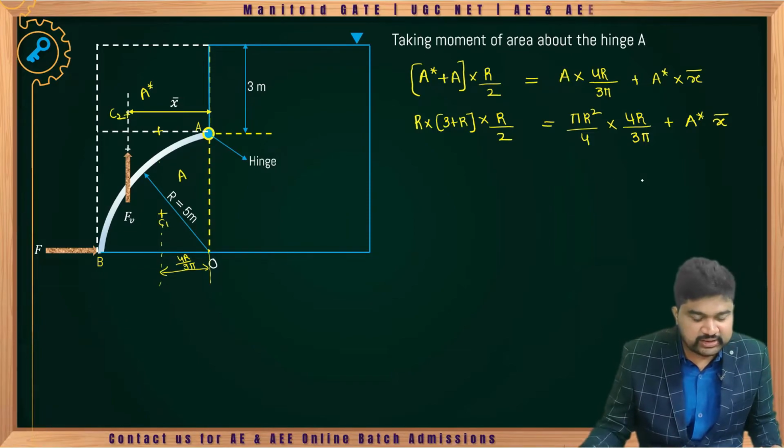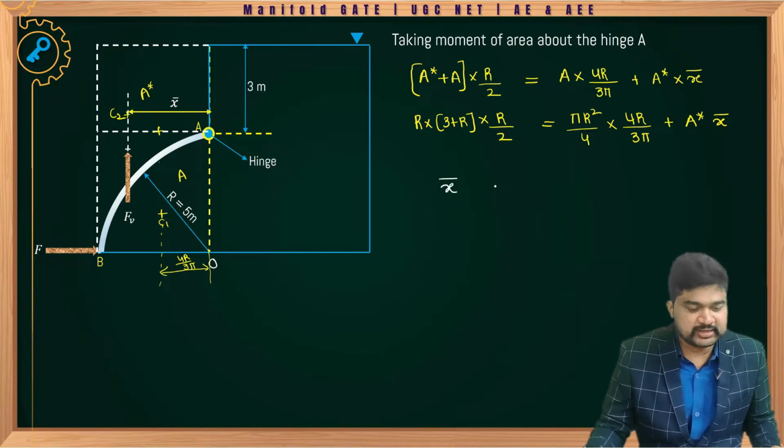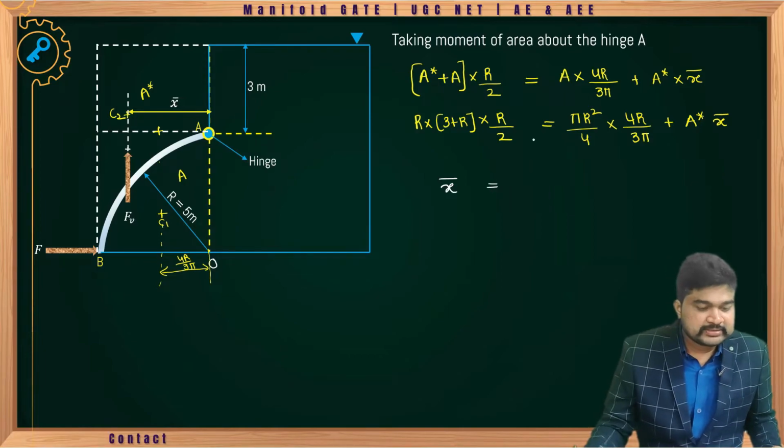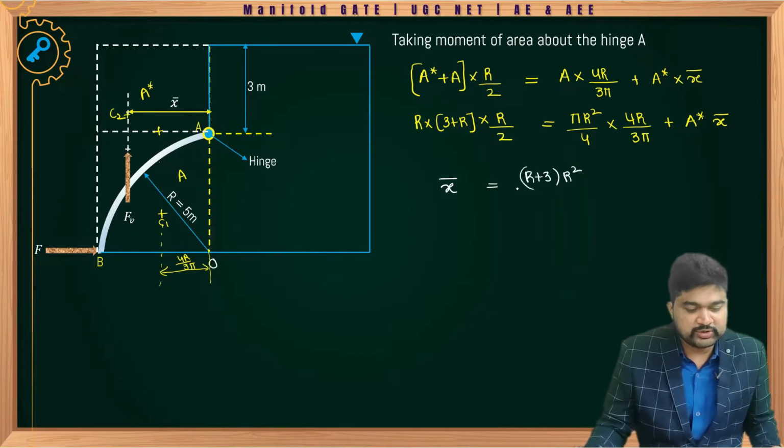Now finally, what is x bar? A star into x bar, here what you will get? Tell me. So this will be r plus 3, r plus 3 into r square by 2.